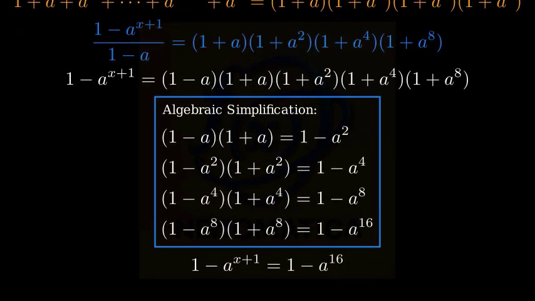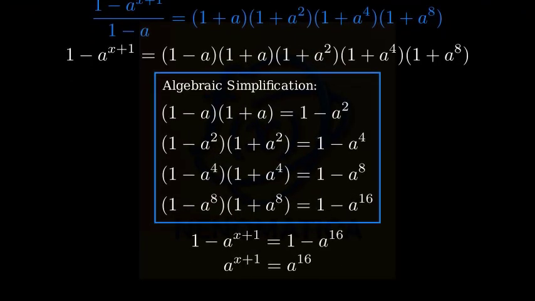Now, let's expand the right side. Note that 1 minus a times 1 plus a equals 1 squared minus a squared, which is 1 minus a squared. We can continue this pattern of expansion using the difference of squares formula. When we expand completely, the right side becomes 1 minus a to the power of 16.